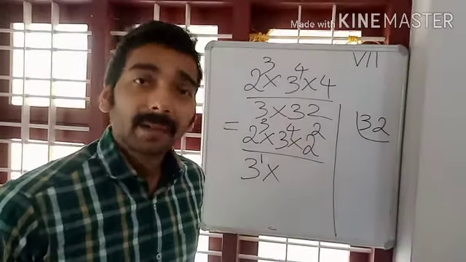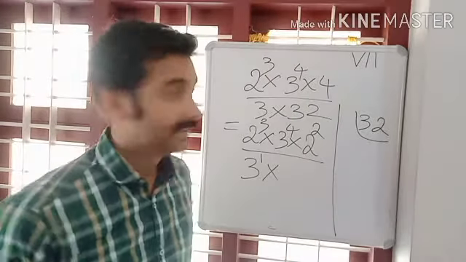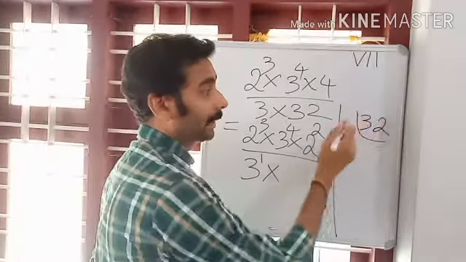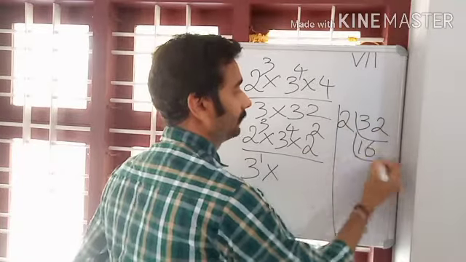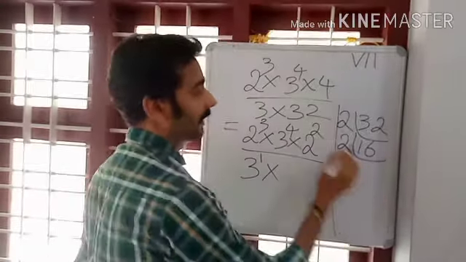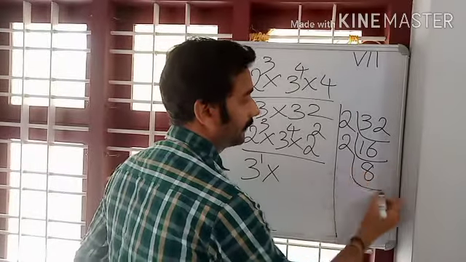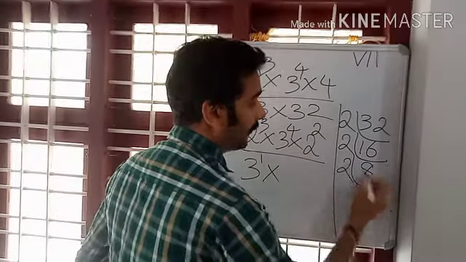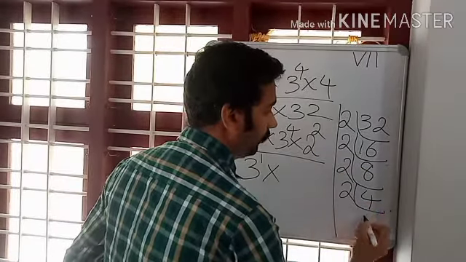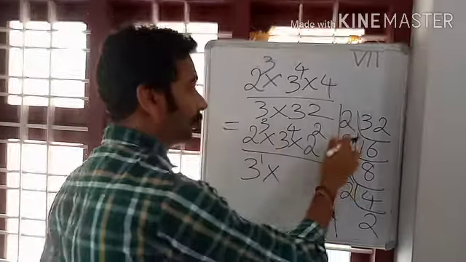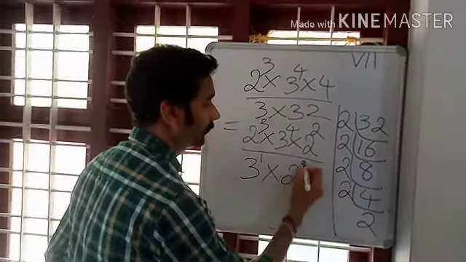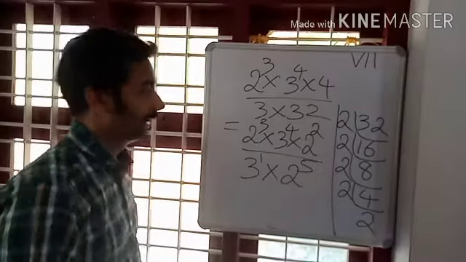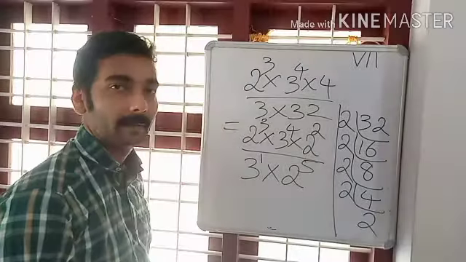32 is converted into powers. In 32, divisible by 2 gives 16, 16 divided by 2 is 8, 8 divided by 2 is 4, then 2. That means 1, 2, 3, 4, 5, so 2 raised to 5. Clear?